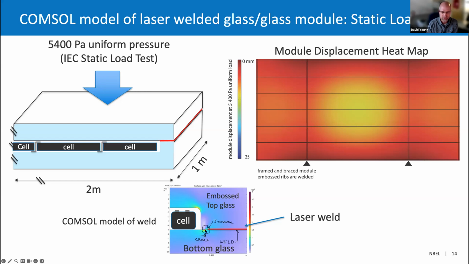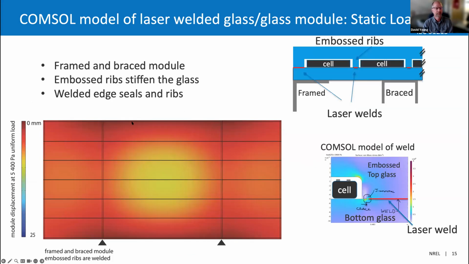So he put in the dimensions of the sample that we actually ripped apart, and modeled what that weld should look like. Okay, so then he also messed around with trying to brace the module a little bit. We noticed that we definitely needed to have a framed module, which is common, and a braced module.